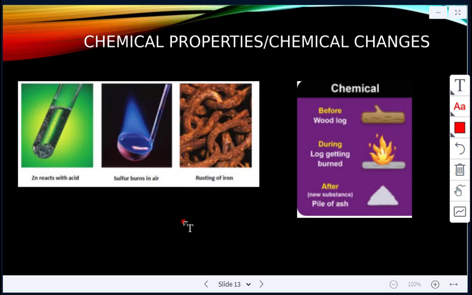All right, so just some more chemical properties and chemical changes. So here, zinc reacts with acid, sulfur will burn in air. Here we have some rusting of iron. Chemical changes, so before we have a wood log. During burning, the log is getting burned, and then after we have this new substance, this pile of ash and smoke, which is not shown there.